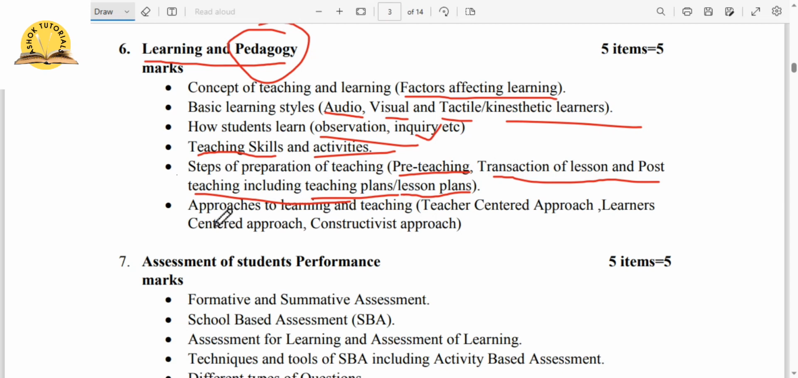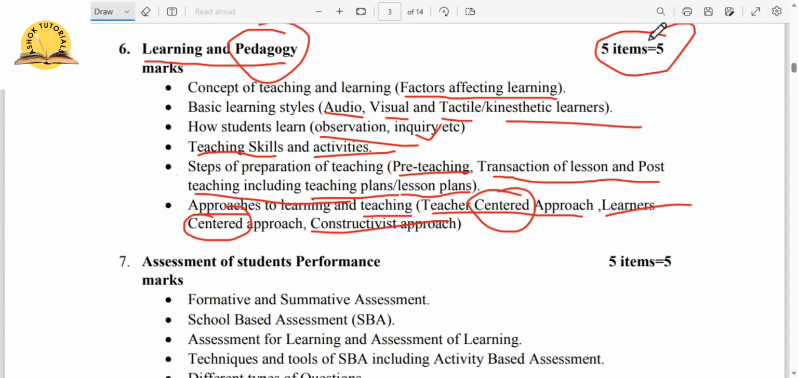Now we will also learn about the approaches to learning and teaching. So what are the different approaches, or different ways? Teacher centered approach means the teacher is the main subject here, right? Now learner centered approach is the approach in which the learner is the center of the subject. And also we will learn about the constructivist approach. And this entire unit is for 5 marks, right? This is also very important and very interesting.